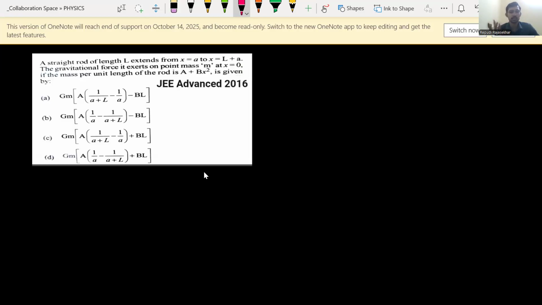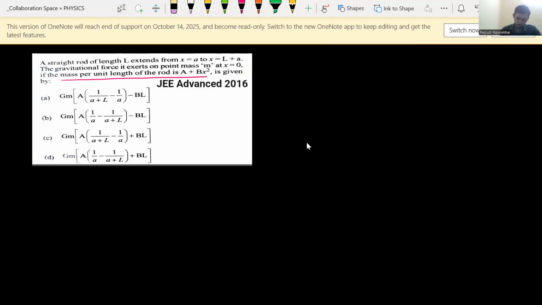Sir, how can you say mass is changing? By looking at the question here: mass per unit length. Mass per unit length is changing. If mass per unit length is changing along the entire rod, mass is a variable mass. So we need to apply integration here. So how to proceed with this question, let us see.